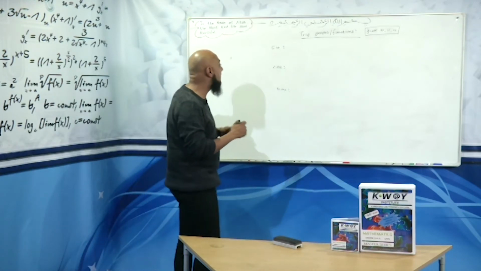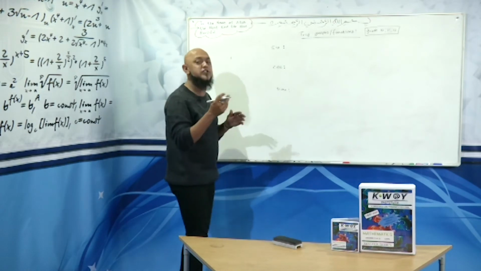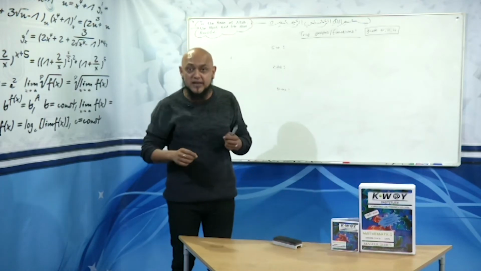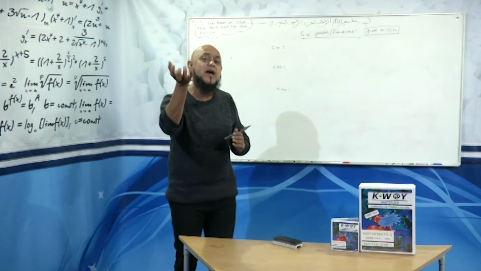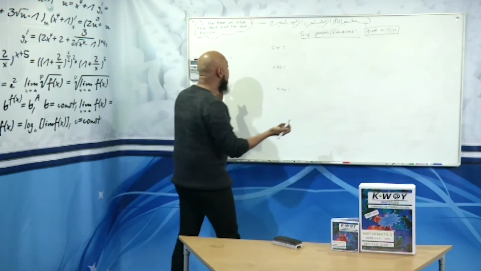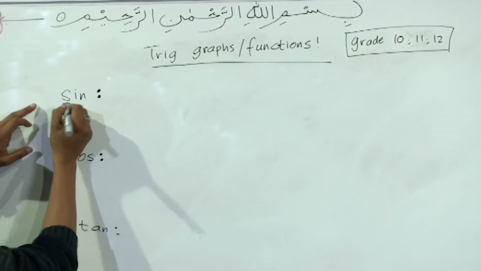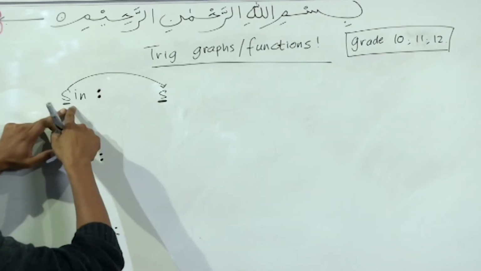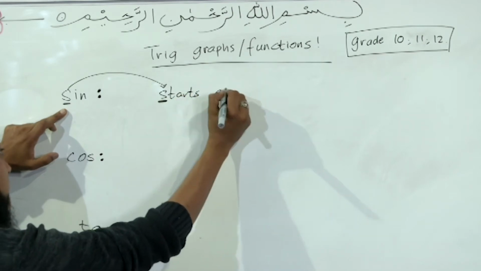Now, we're starting with the sine graph, the cos graph, and the tan graph. I'm going to show you an acronym. Like I showed you acronyms to remember everything else, I'm going to show you acronyms on how to interpret the sine, the cos, and the tan graph. Remember the sine graph, the S from sine will help you remember that the graph always starts at 0.